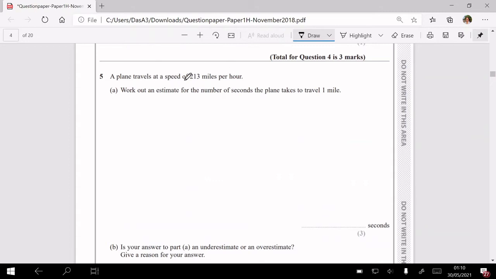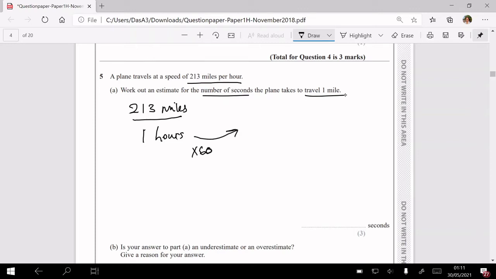A plane travels at a speed of 213 miles per hour. Work out an estimate for the number of seconds the plane takes to travel 1 mile. So let's first of all write this as 213 miles per hour, which is 1 hour. You want 1 mile in seconds, so you don't want hours. So first things first, turn this into seconds. That's times 60 once, so that turns hours into minutes. Then times 60 again to turn the minutes into seconds.